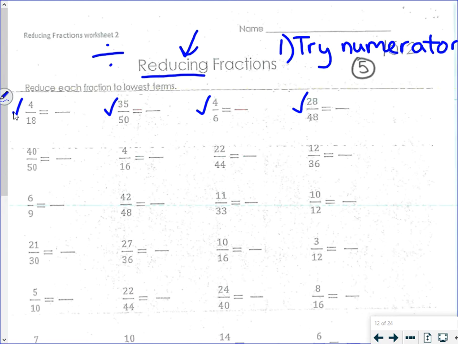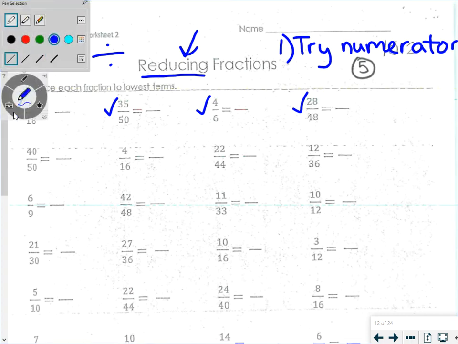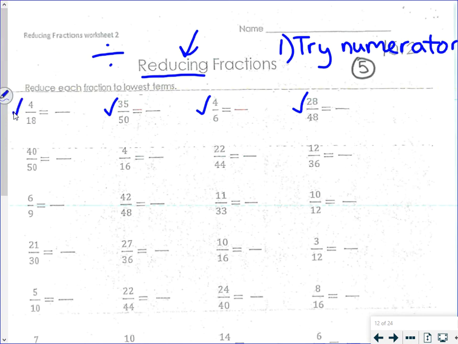So now I'm going to try 2. Divide by 2, divide by 2. So 4 divided by 2 is 2. 18 divided by 2 is 9. Now, can I take anything else out of 2 or 9? Nope, I cannot. So that is simplified. That is reduced. We're going to the lowest terms.